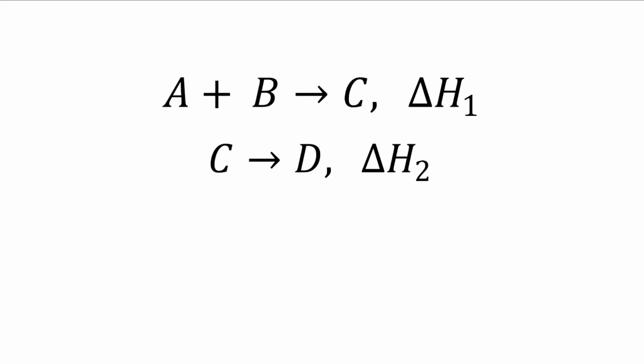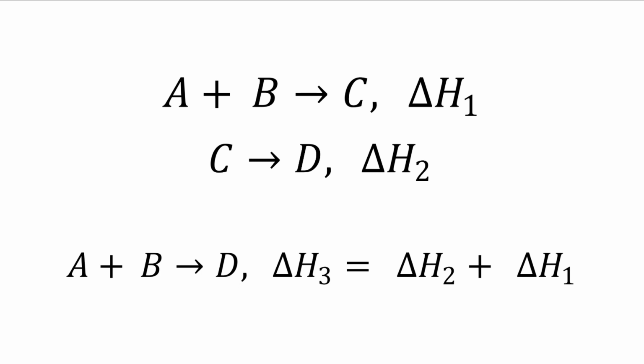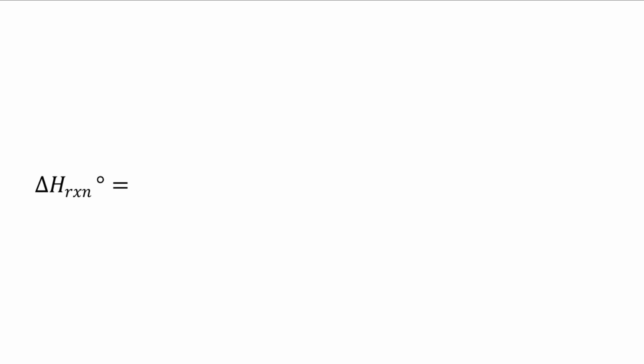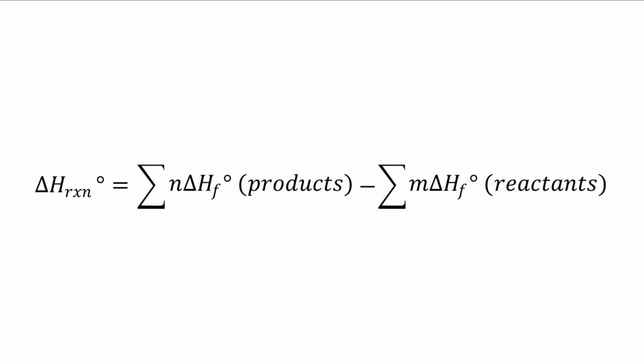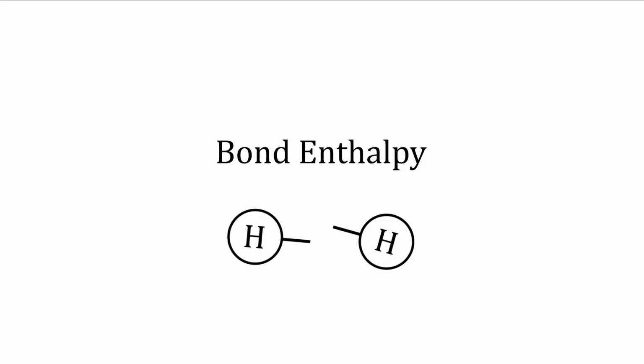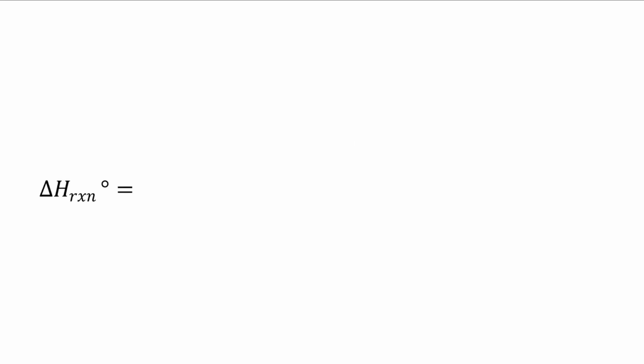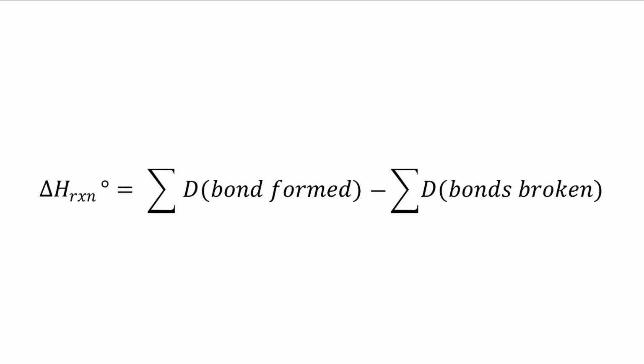You can add 2 chemical equations together to get the enthalpy change of the new equation. The equation to get the standard enthalpy change of a reaction is the sum of the enthalpies of formation of the products multiplied by their coefficients minus the sum of the enthalpies of formation of the reactants multiplied by their coefficients. Finally, we have bond enthalpies, which is the amount of energy required to break bonds. The enthalpy change of a reaction is the difference of the bond enthalpies of bonds formed from the bond enthalpies of bonds broken.